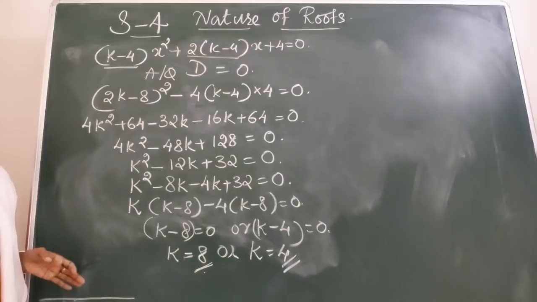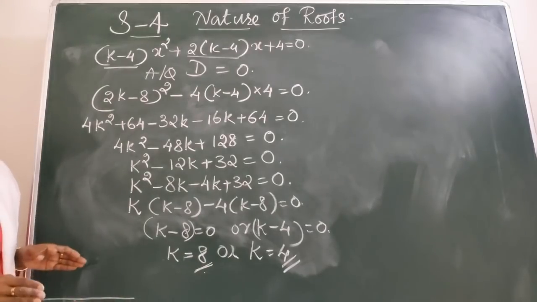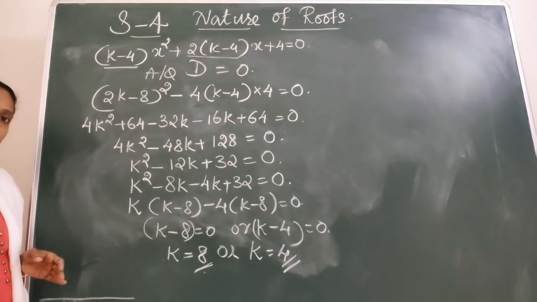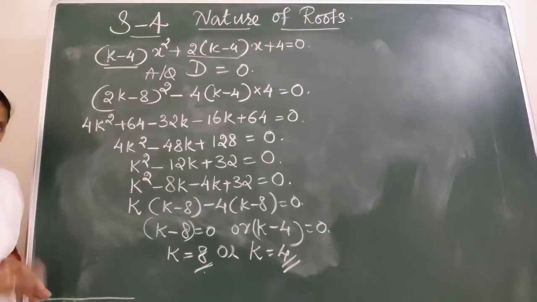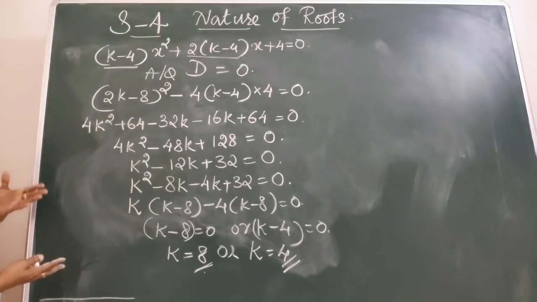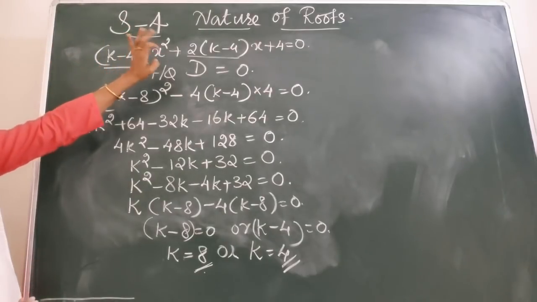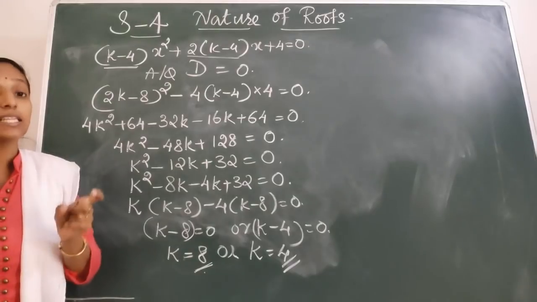So without solving the formula, without solving the whole procedure, we can find out whether the equation has two different roots, or two equal roots, or no roots at all. That we can find out by using the nature of our discriminant.